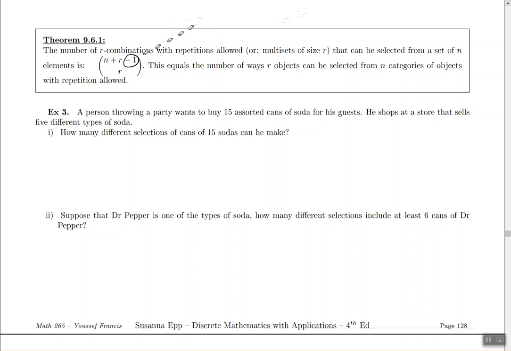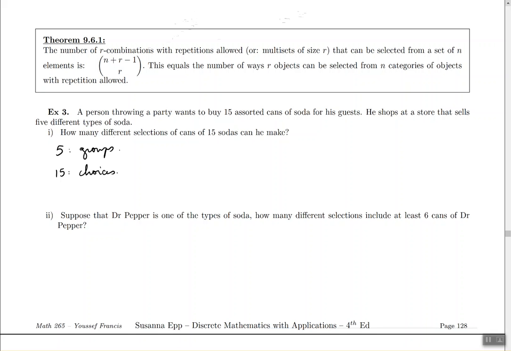So let's take a look at an actual example. It says a person is throwing a party and he wants to buy 15 cans of soda for his guests. He shops at a store that sells 5 different types of soda. So how many groups do I have? There are 5 groups of soda. Okay, maybe Dr. Pepper, maybe Sprite, whatever. There's 5 of those. And how many does he have to buy? He has to buy 15. So this is how many choices he has, 15 choices. He has to buy 15 cans from 5 different groups.